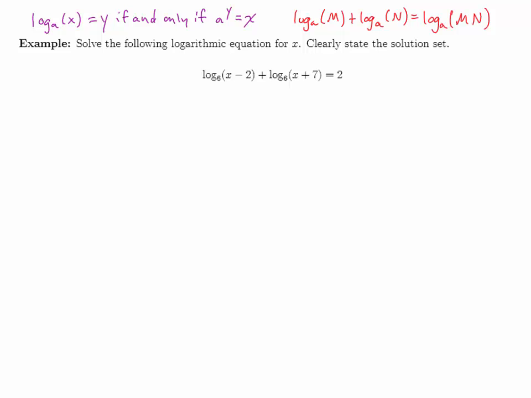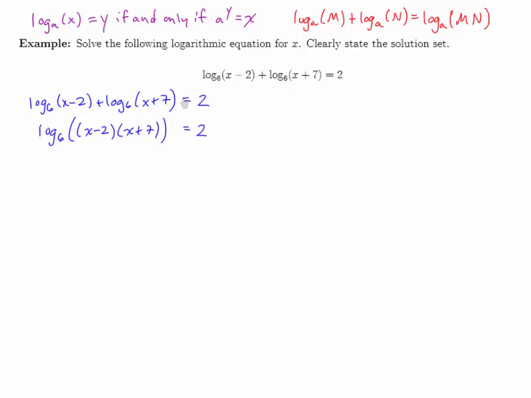So in this problem, we'll apply that property of logarithms first, and then we'll be able to convert this to an exponential equation. So let's start with our original. We see log base 6 of x minus 2 plus log base 6 of x plus 7, which is equal to 2. All right, so to combine those two logarithmic expressions, this left-hand side will become log base 6 of, and then inside here we're going to have x minus 2 times x plus 7.